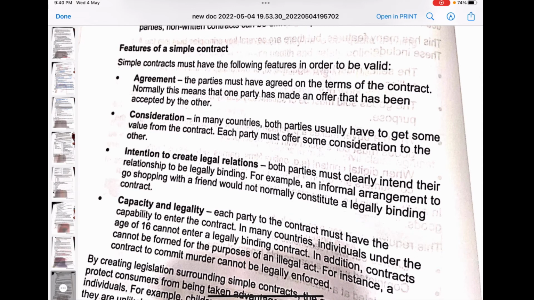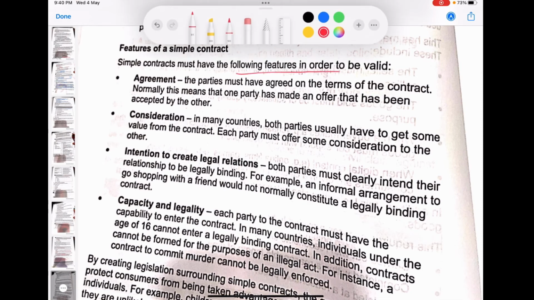Features of a simple contract. Simple contracts must have the following features to be valid. So, what are the features in order for contracts to be valid? The first one is agreement. The parties have agreed on the terms of the contract. Normally, this means that one party has made an offer that has been accepted by the other. So, the first thing is agreement, that both parties have to agree to the terms for which they are signing the contract. The second one is consideration.